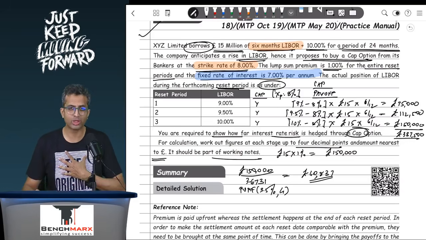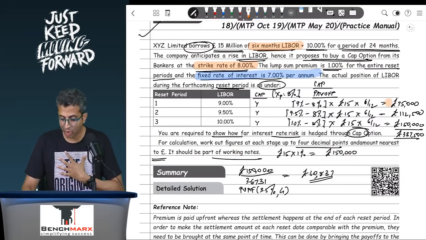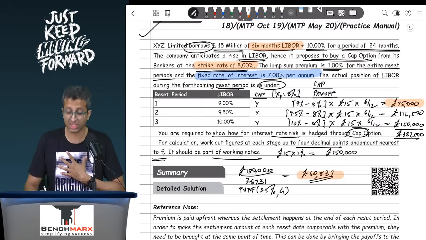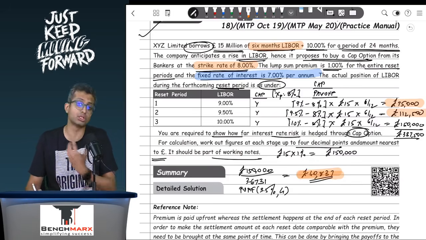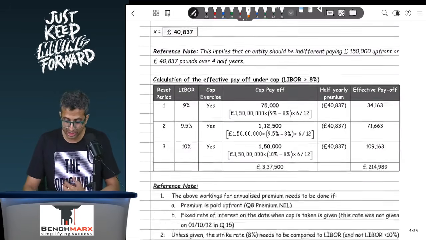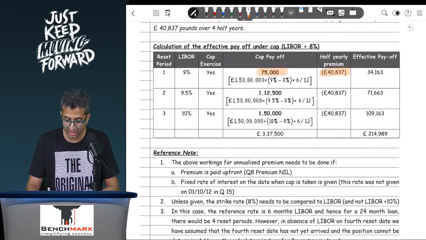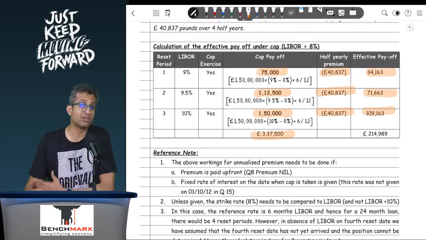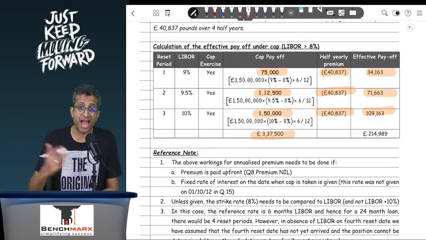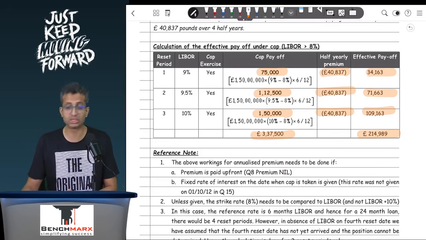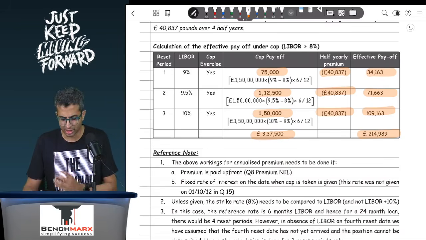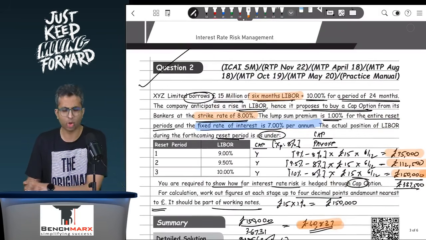And hence, if I want to calculate the effective cost, I will say yes, I've got 75,000 benefit, but that comes against a 40,837 cost. I've got a 1,12,500 benefit, but it again comes against a 40,837 cost. And hence, this is 75 minus this effective payoff, 1,12,500 minus this effective payoff, 1,50,000 minus this effective payoff. So I'm getting 337,500 gross, considering premium and the corresponding time value adjustment over at least these 3 reset periods. That is around 2,14,989. So this is considering question number 2, which is also there in your study material.